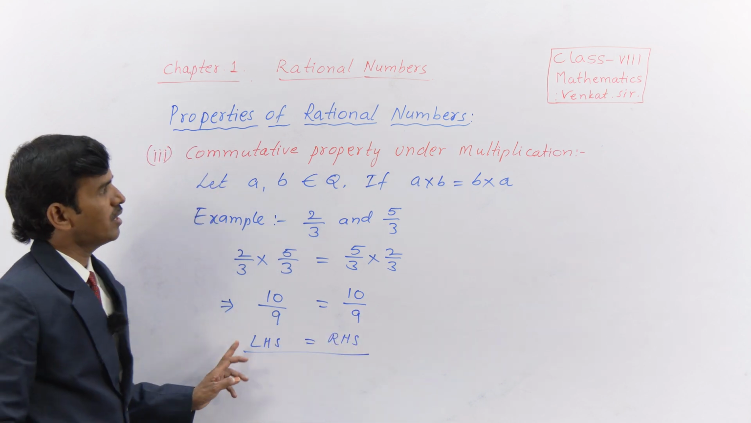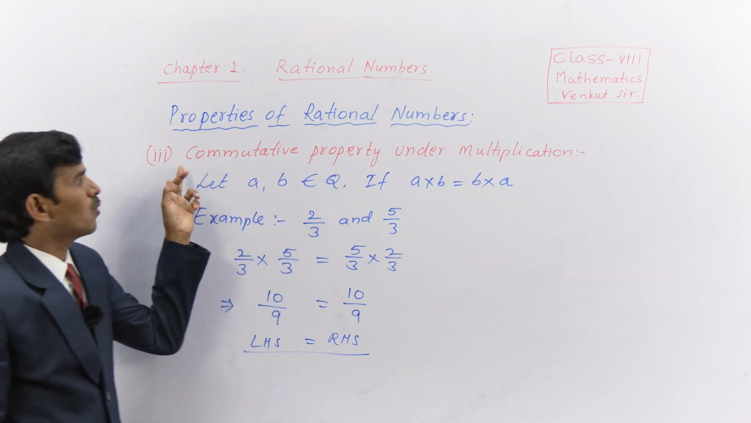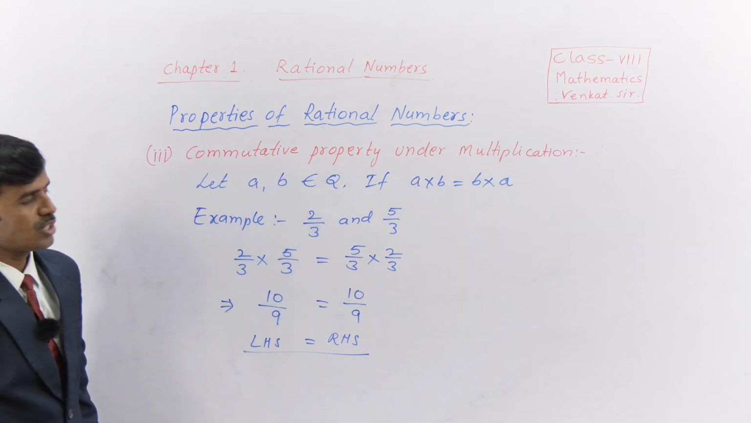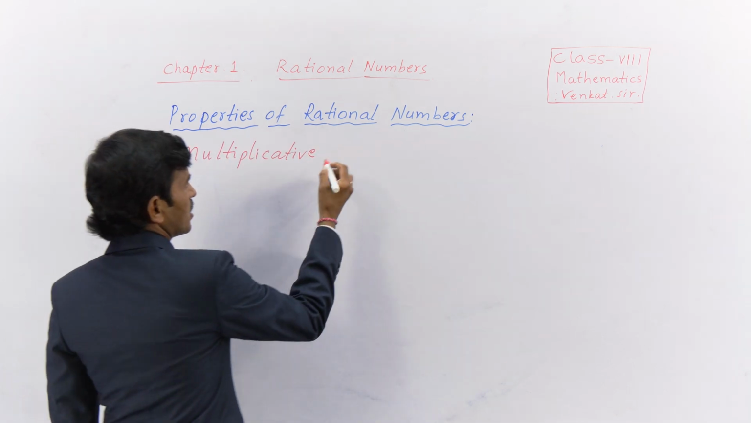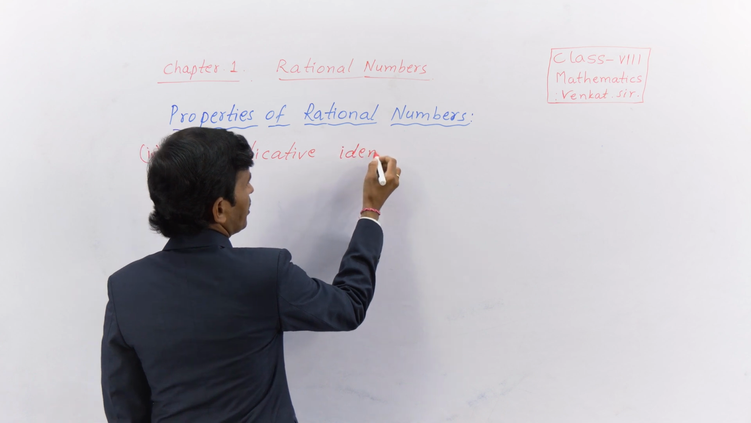What did you observe from here? The set of rationals is commutative under the operation multiplication. Let us discuss multiplicative identity.